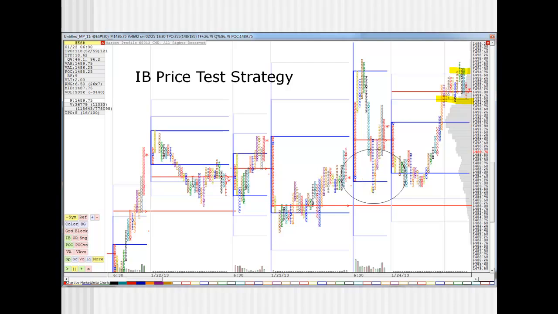Test 1, test 2. Range extension to the upside. I'm in as a long at this level. First target conceivably would be here. Prices continue to move higher. My goal, or my ambition, is for prices to get up to here.